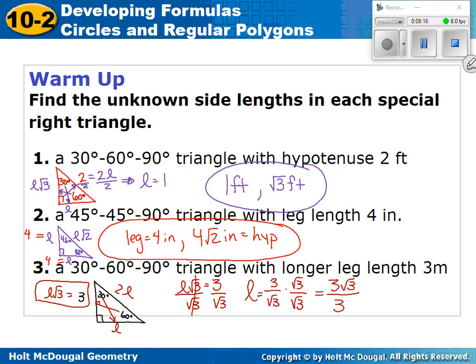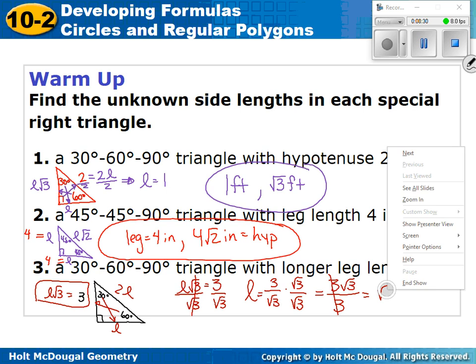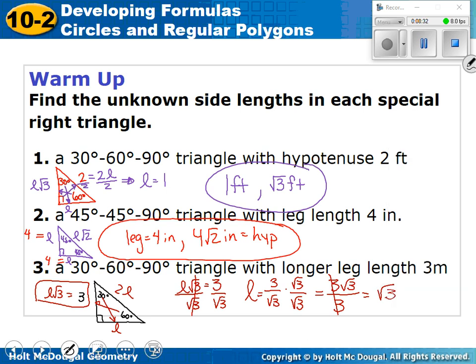Do we leave our answer like that for L? What can we do to simplify that? To cancel the 3's out. 3 divided by 3 is 1. So this is just the square root of 3. So that was the value for L.